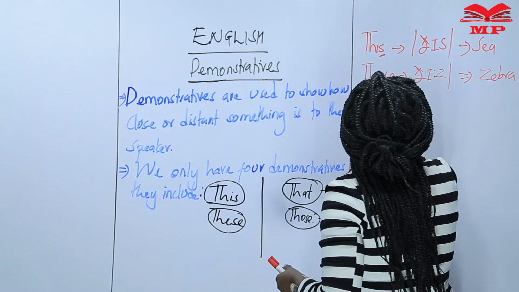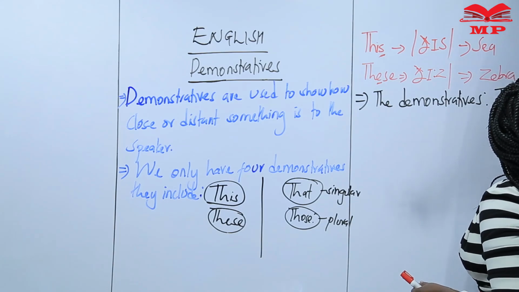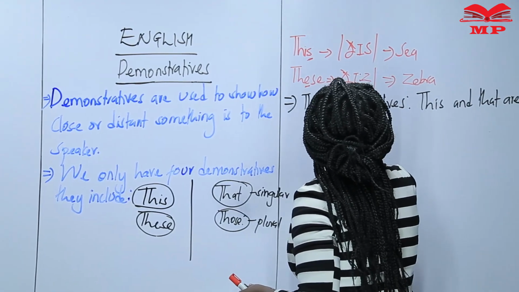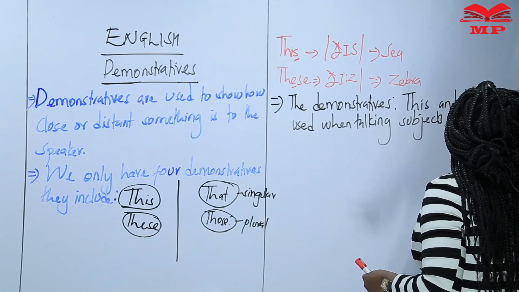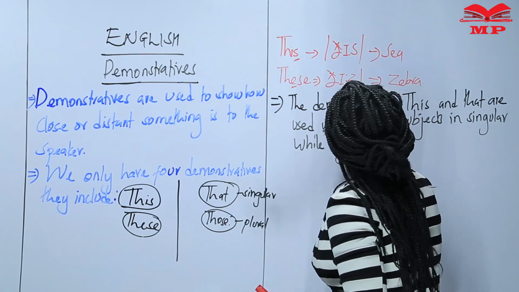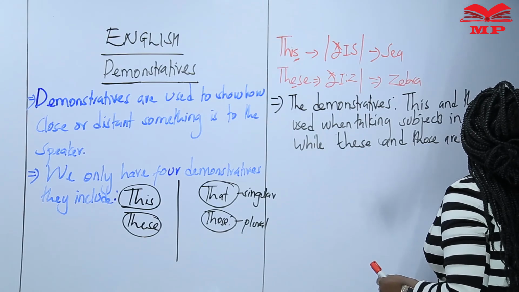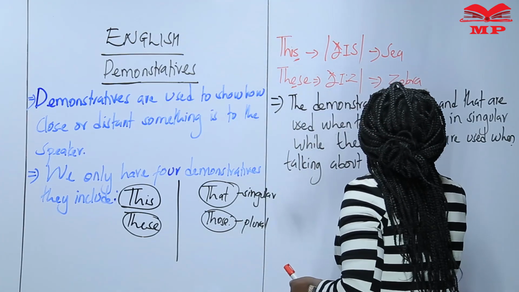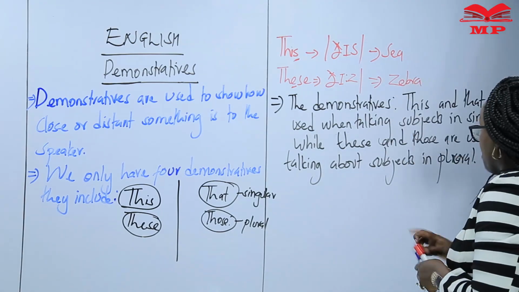So you can write the demonstratives this and that are used when talking about subjects in singular, while these and those are used when talking about subjects in plural. That's the first difference between those. I'm going to underline the keywords for you.